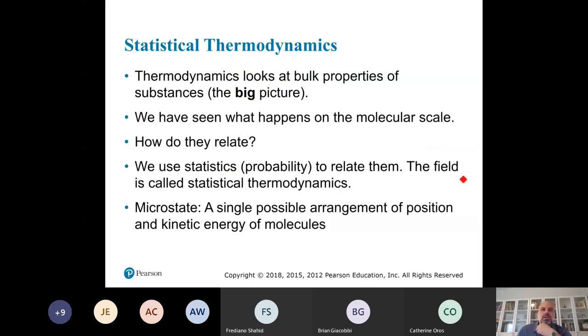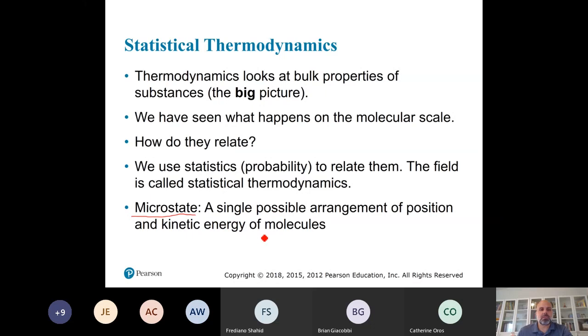All right, statistical thermodynamics. Thermodynamics looks at the bulk properties of substances, or essentially the big picture. We have seen what happens on the molecular scale, and how does that relate to the big picture, or the thermodynamic scale? So we use statistics or probability to relate them. The field is called statistical thermodynamics. And when we're talking about statistical thermodynamics, we're going to be looking at individual states. We're going to call these microstates, which is a single possible arrangement of position and kinetic energy of the molecules.